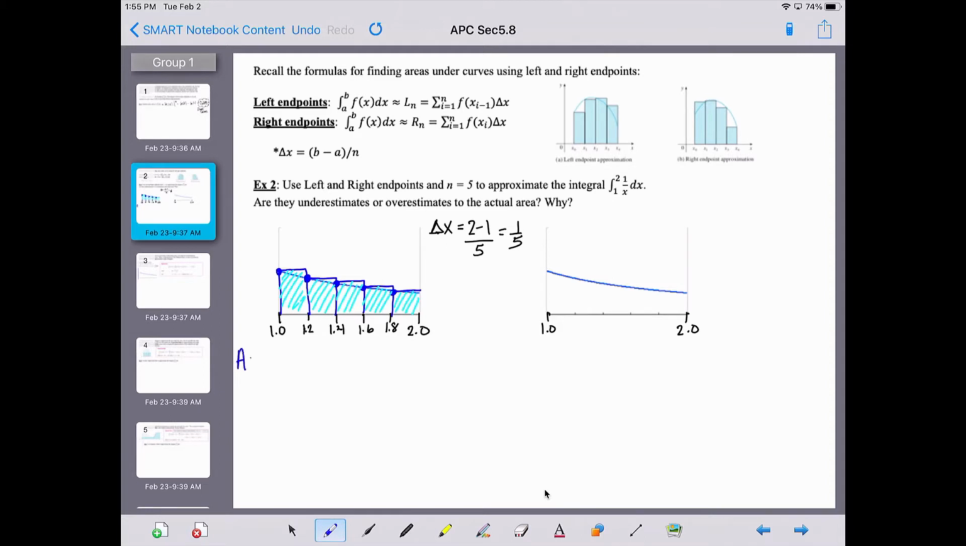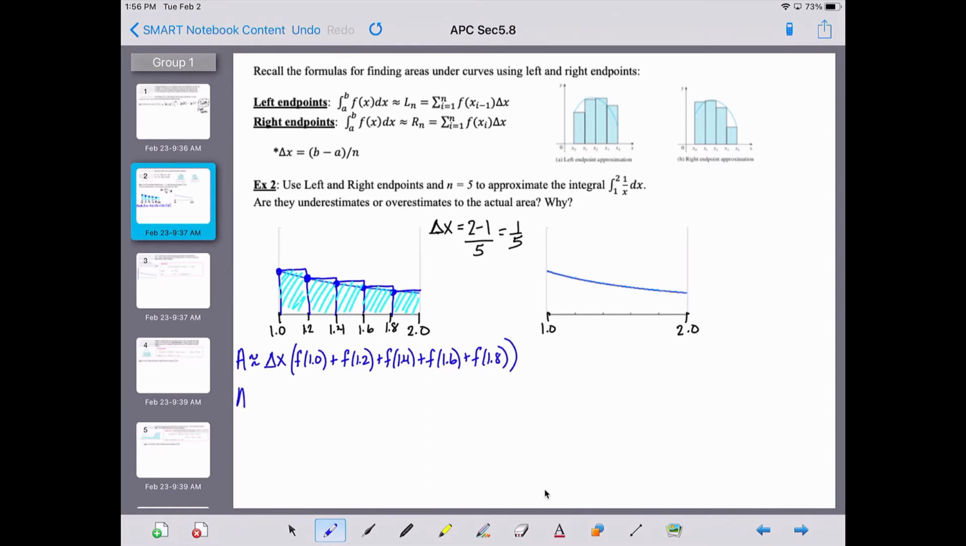So my area here, using left endpoints, is going to approximately be equal to the area of each of my rectangles. And I know that the base of each of them is my delta x. And then for my left endpoints, it's going to be f of 1.0 plus f of 1.2 plus f of 1.4 plus f of 1.6 plus f of 1.8, right? Because those would be the heights on the left side of each of my rectangles.